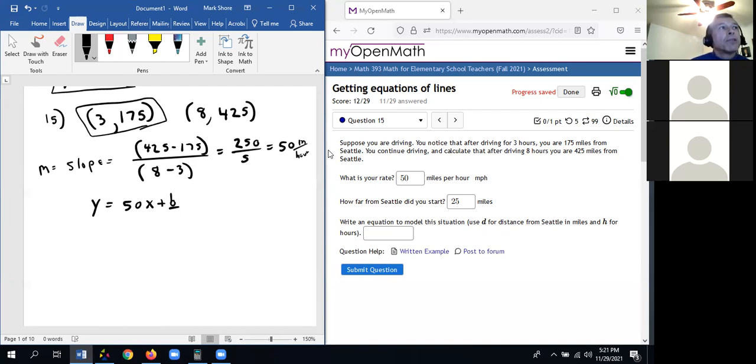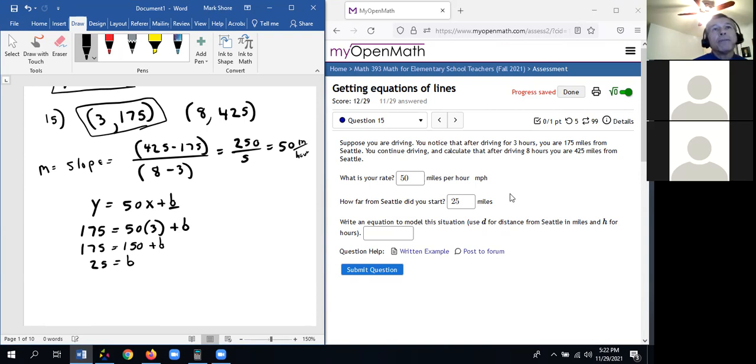So on this one, the y is 175 equals 50 times the x value, which is 3, plus b. Well, when you work this out, you're going to get the same thing I just typed here, which is 25 miles. Watch, we'll show you here. You get 175 equals 150 plus b. And if I subtract the 150 from both sides, I get b equals 25.